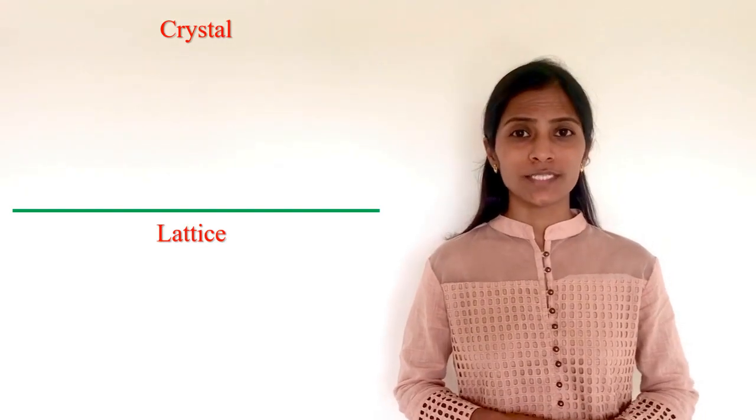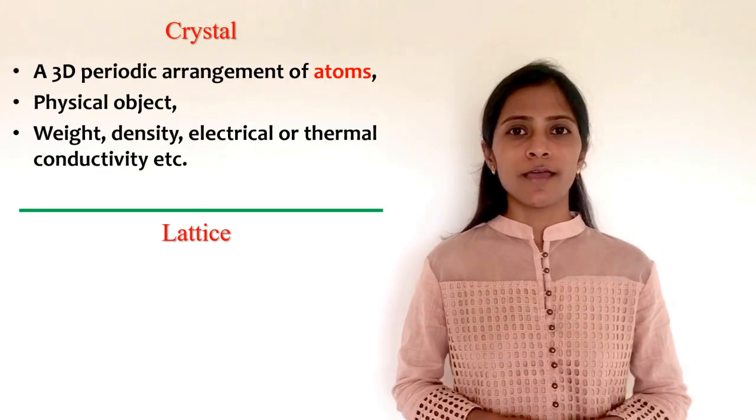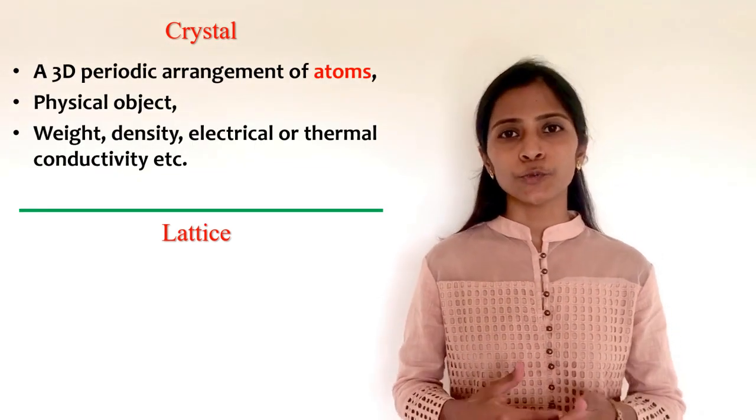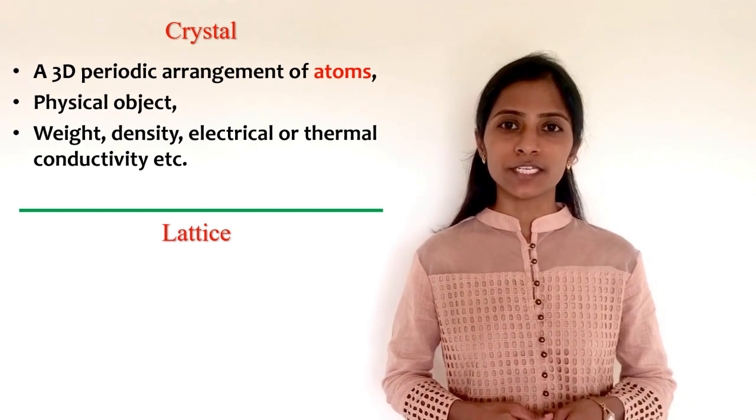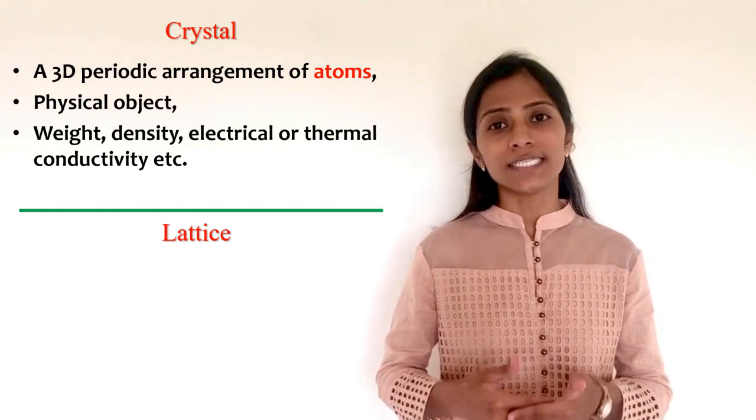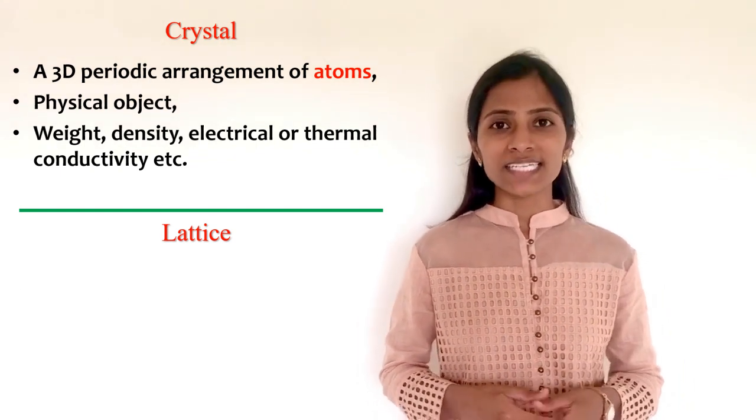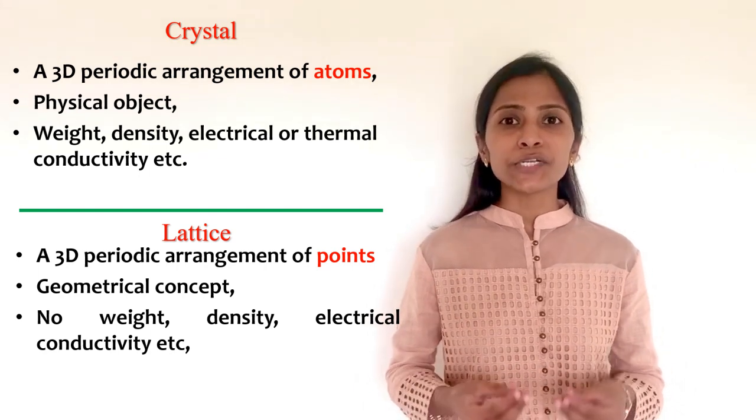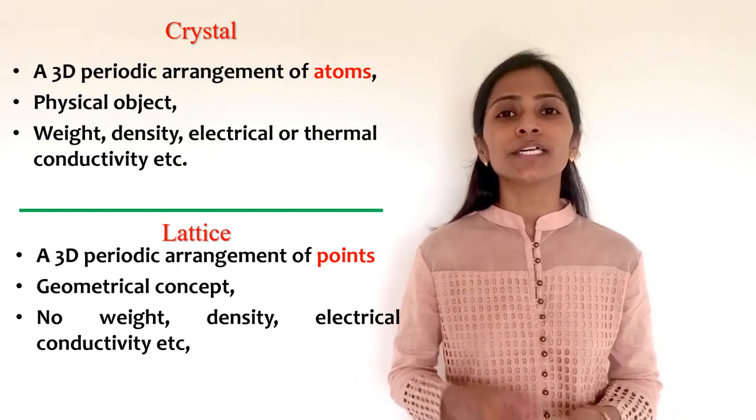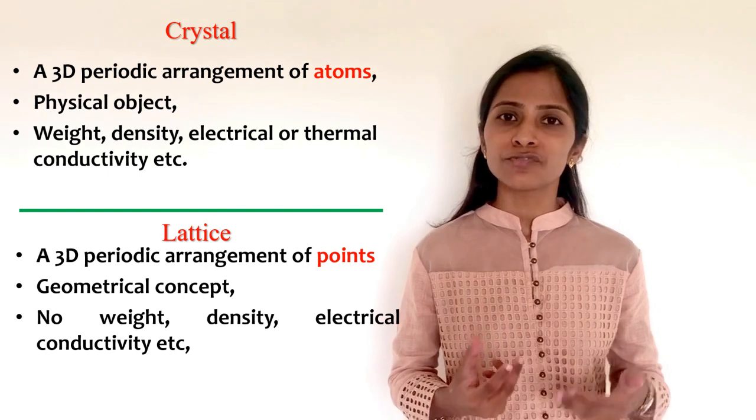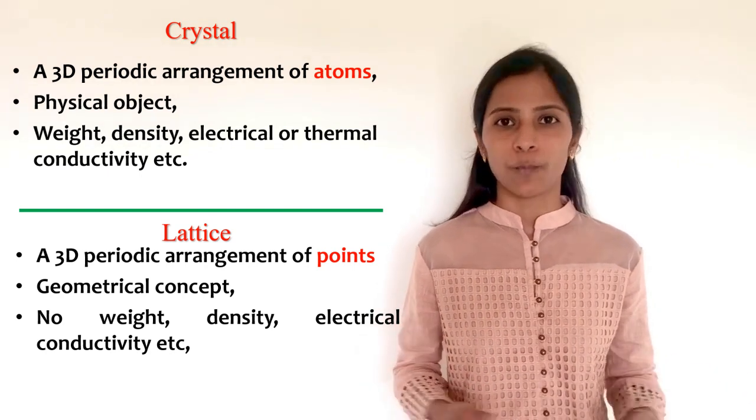Now it is clear to us that a crystal is a physical object because it contains an atom or a group of atoms, and it possesses physical properties like mass, density and conductivity. Whereas a lattice contains only points, which makes it only a geometrical concept, and because of this it does not have any physical property. Now let's understand the further terms related to crystal geometry.